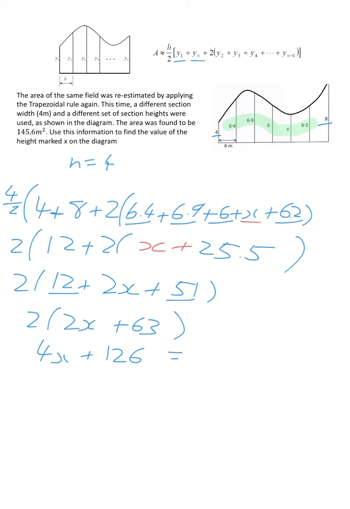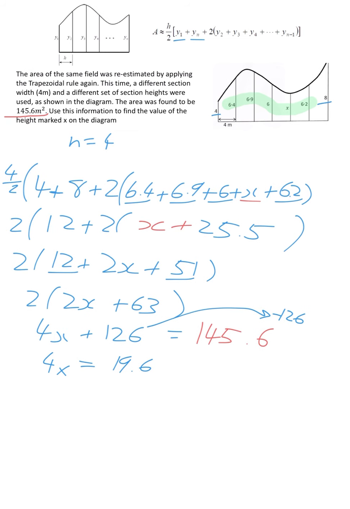Then remember, we're told the area is equal to 145.6. So I'm equating this then to 145.6 because that's the area under the curve. So then let's bring the 126 to the other side. It becomes minus. So then 4x is equal to 19.6. So x equals 19.6 divided by 4. So x is equal to 4.9. And that's our final answer.